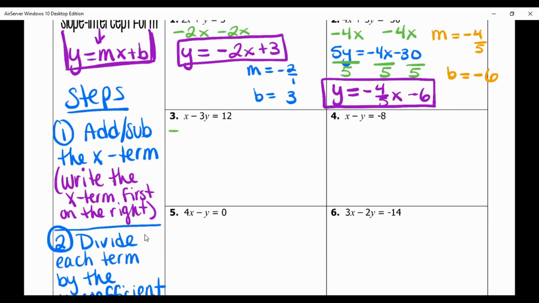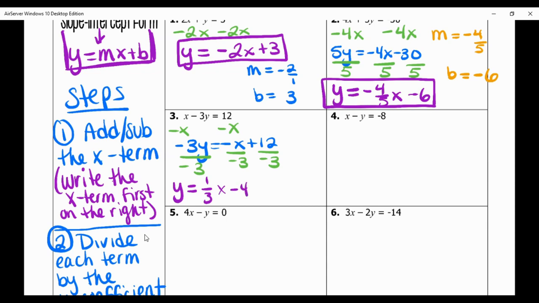Number 3, x is positive, so we're going to subtract it from both sides. We're left with negative 3y equals negative x plus 12. We're then going to divide each term by negative 3. So the equation in slope-intercept form is y equals x over 3, which is 1/3 x, and 12 divided by negative 3 is negative 4. Our slope is 1/3. Our y-intercept is at negative 4.